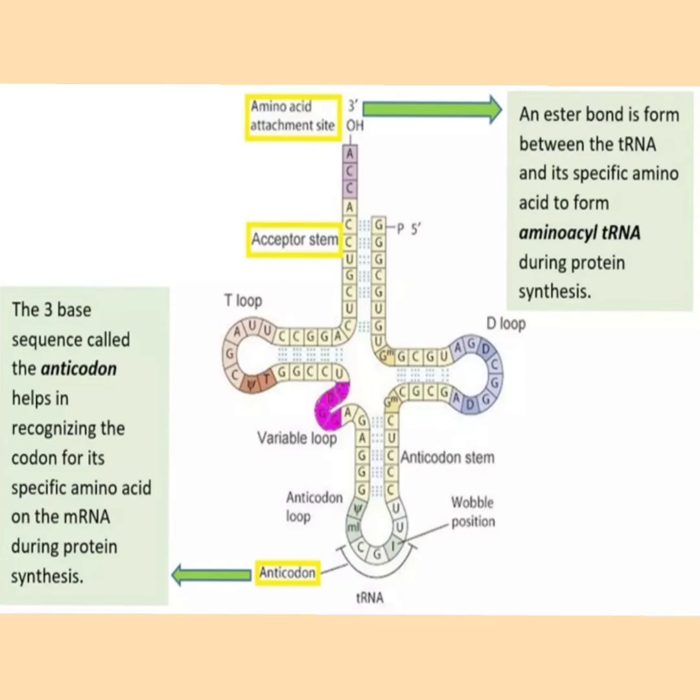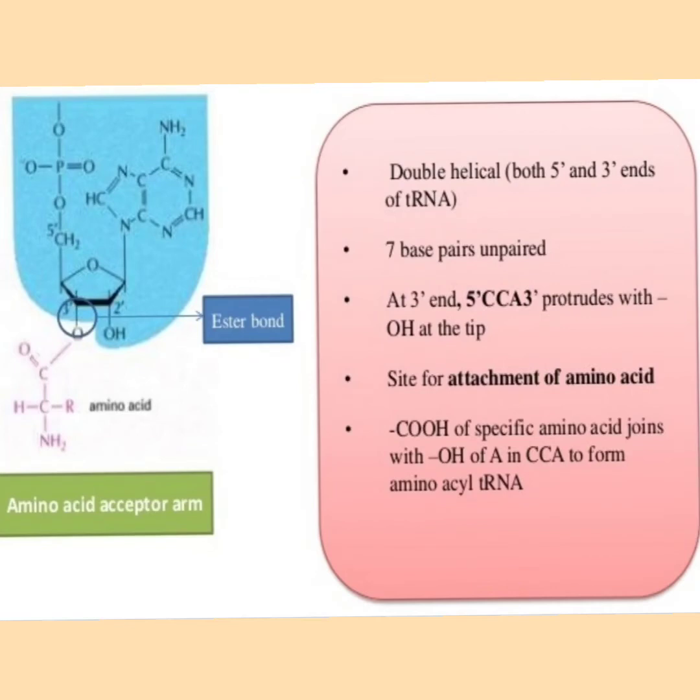At the 3' end, it is the amino acid attachment site. An ester bond is formed between the transfer RNA and its specific amino acid to form amino acid transfer RNA during protein synthesis. The amino acid acceptor arm, the double helical, both 5' and 3' ends of the transfer RNA are present. 7 base pairs unpaired.